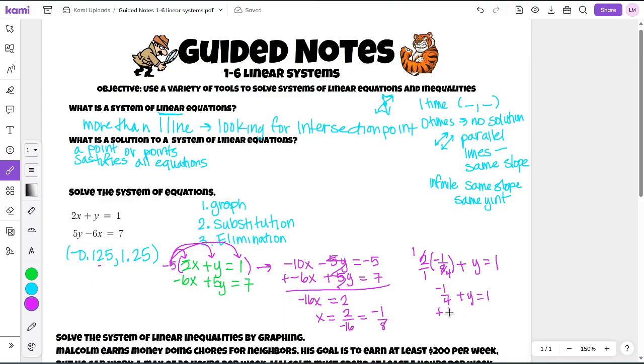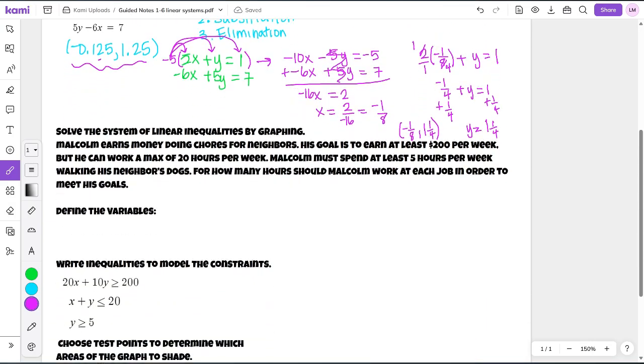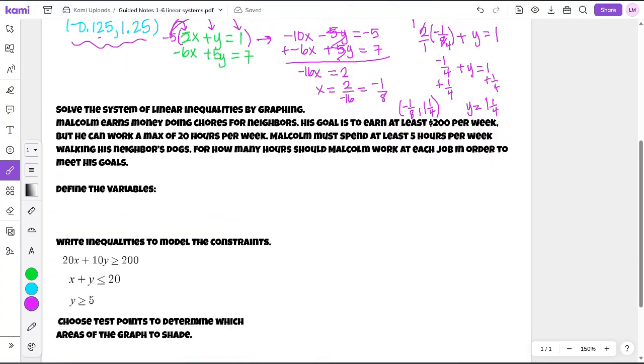Then I'm going to add 1/4 to both sides. And 1 plus 1/4 is 1 1/4. And that's also 1.25. So we came up with negative 1/8, 1 1/4. And the solution on Desmos was this, and that's the same thing. You can double check with your calculator. Absolutely. All right, we are going to talk about how to set this problem up, and then we will tackle it when I see you again.